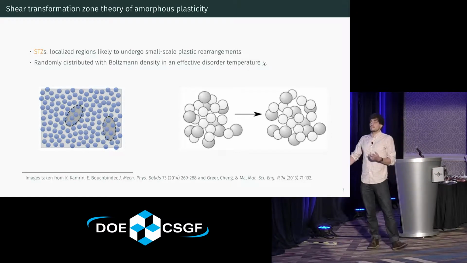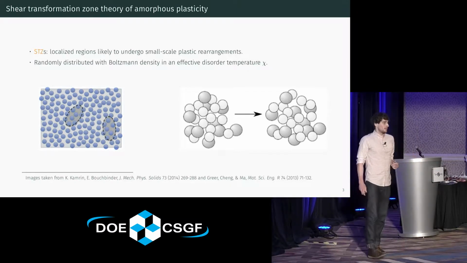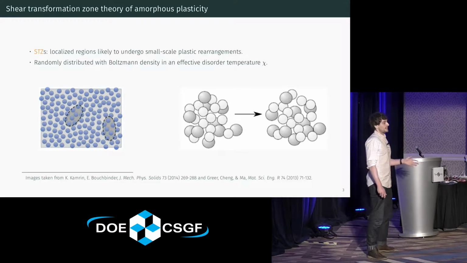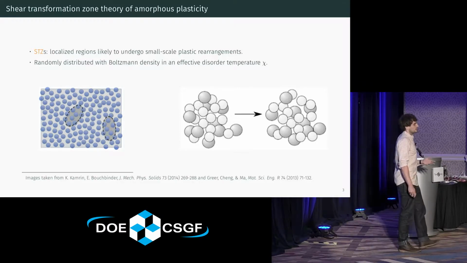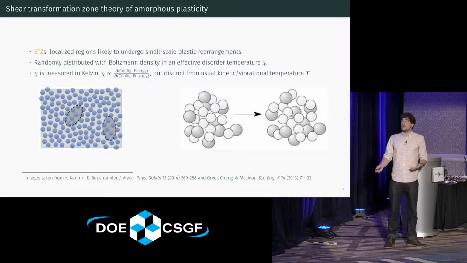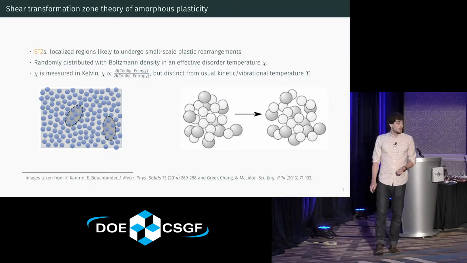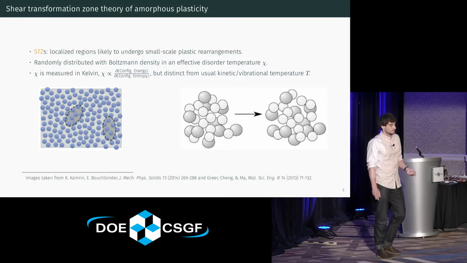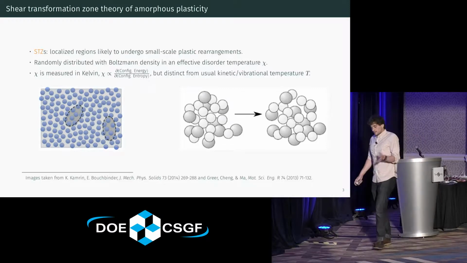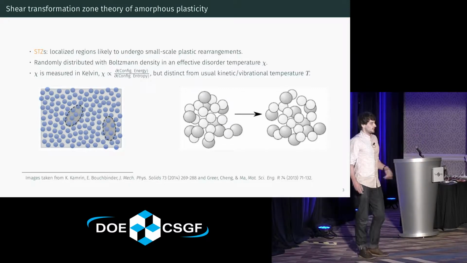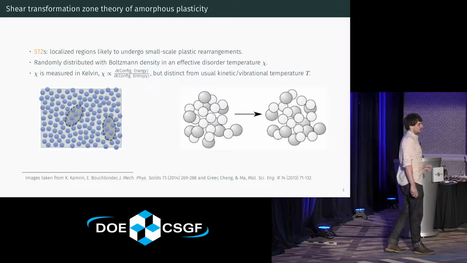And chi, for any physicists in the room, is much like a usual temperature. It's measured in Kelvin. It can be obtained as the derivative of a configurational entropy with respect to a configurational energy. But in general, it's far from equilibrium with the usual thermodynamic temperature. OK, so with this in hand, we can design basically a continuum scale theory for plastic deformation in metallic glasses.